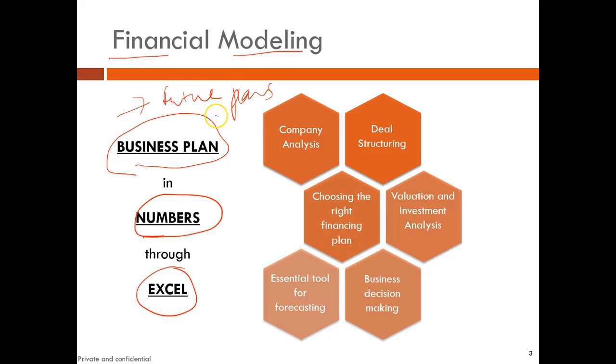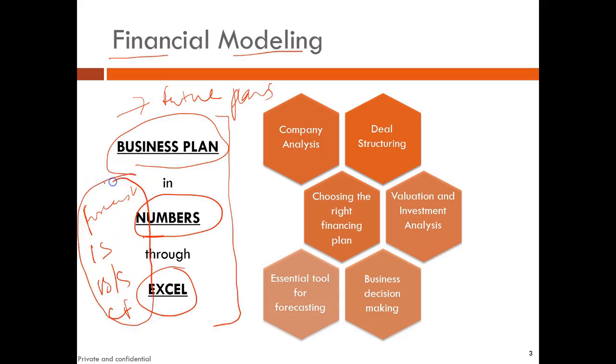Once this is done, we are going to build a financial model. By putting all the future plans in terms of numbers, we try to forecast the income statement, balance sheet, and cash flow. This is the first step to building a financial model. Once this is done, the future income statement, balance sheet, and cash flow is ready. We then utilize this information along with some other information which we have built in the financial model for analysis.